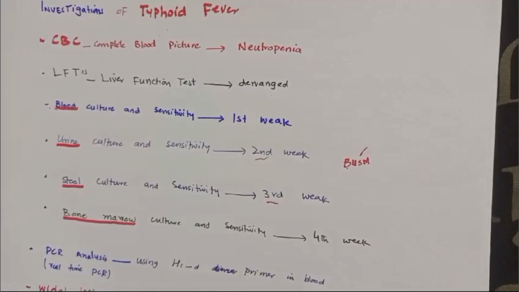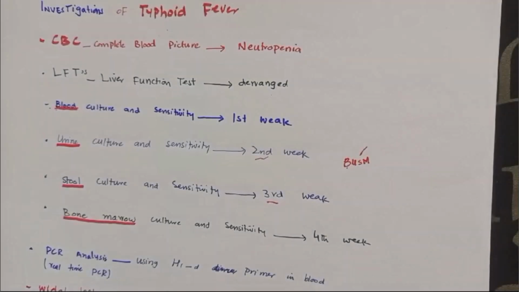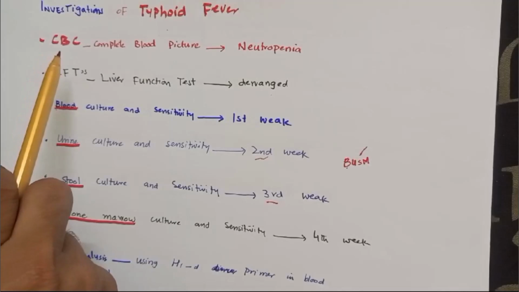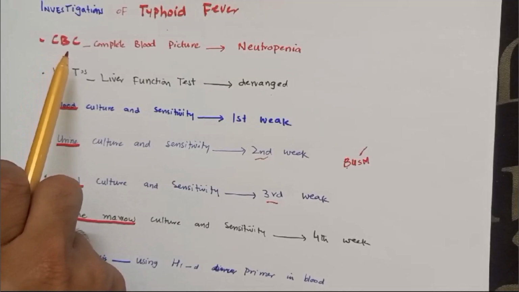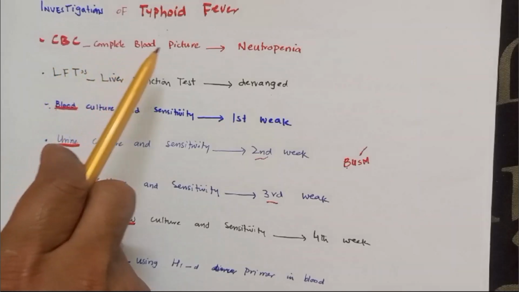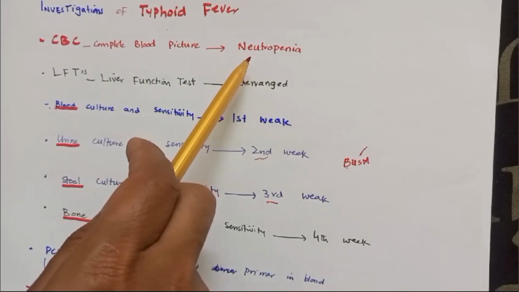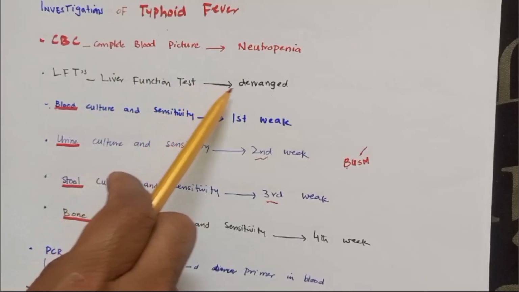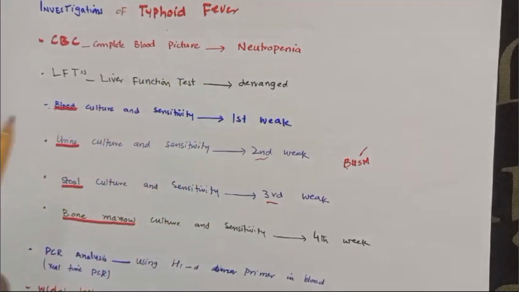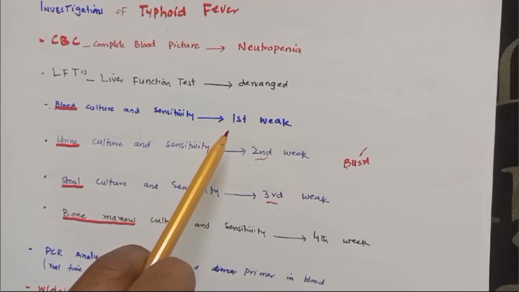How will we investigate a patient of typhoid fever? First, we will do a complete blood picture. In the complete blood picture, the patient will have neutropenia. Then we will do a liver function test, which often comes deranged. And then we do culture and sensitivity tests according to the duration of the disease.